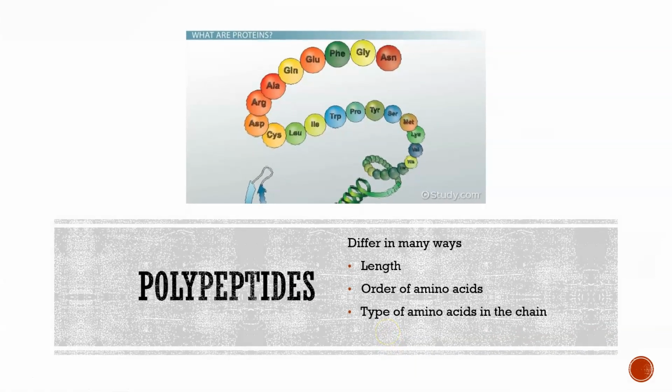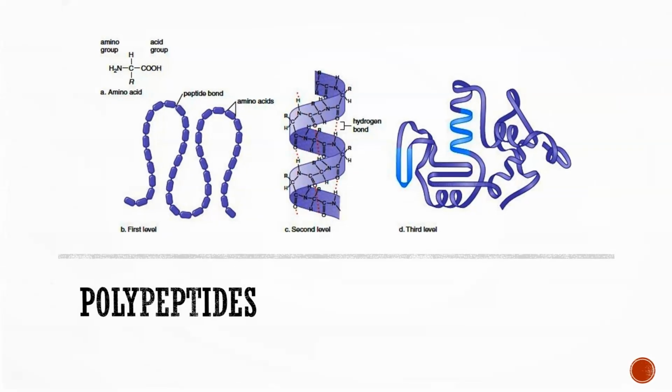Okay, polypeptides. These long chains of amino acids differ in many different ways: in length, in the order of the amino acids, and in the type of amino acids in the chain. So there are lots of differences. That's what makes all our vast range of different proteins: the order of the amino acids, the length of the chain, and things like that.